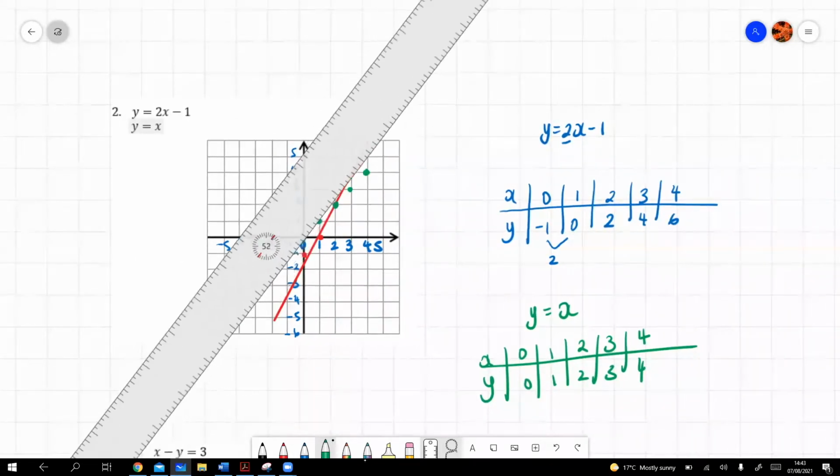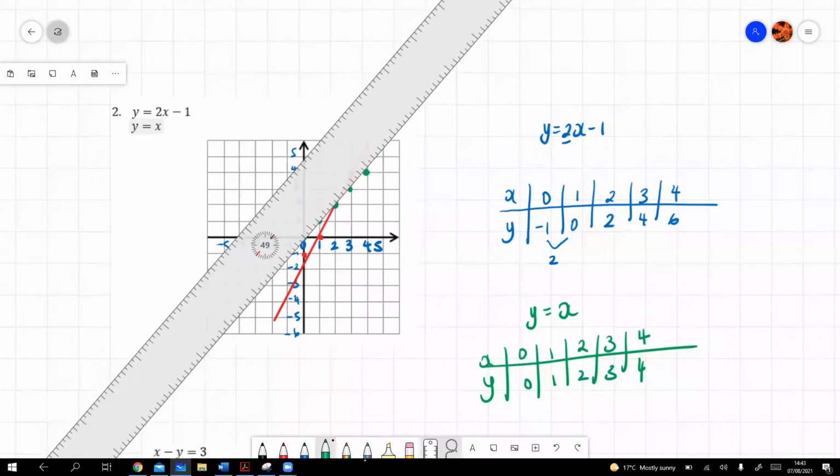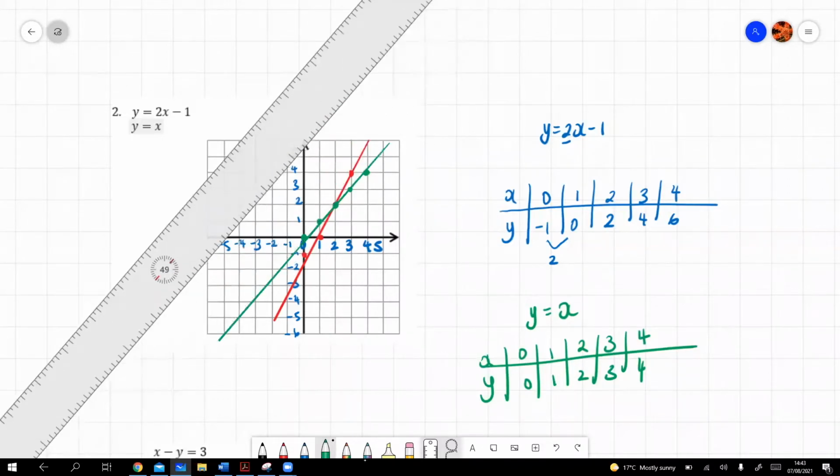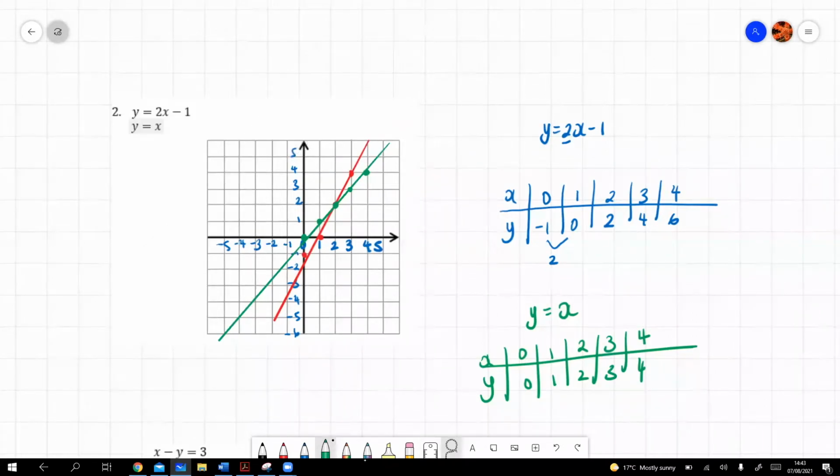It's important in the exam that your line is actually accurate. Oops, there we are. And extend the lines like I'm doing, okay? You don't just draw the line where the few points that you've plotted are, you've got to extend the line. So label my, that's y equals x. That was y equals 2x minus 1. The intersect here, so x is 2 and y is 2, okay?